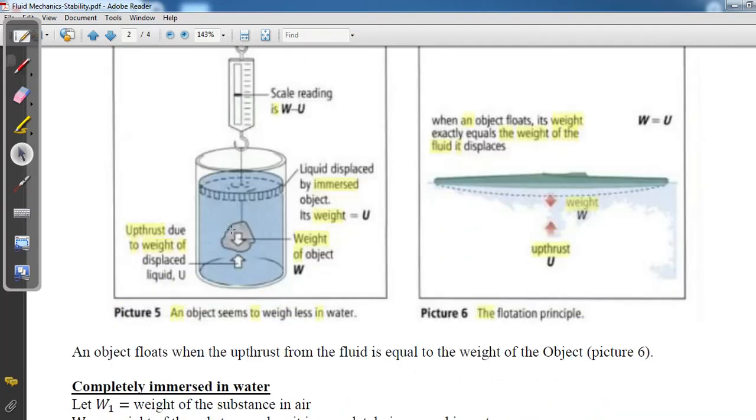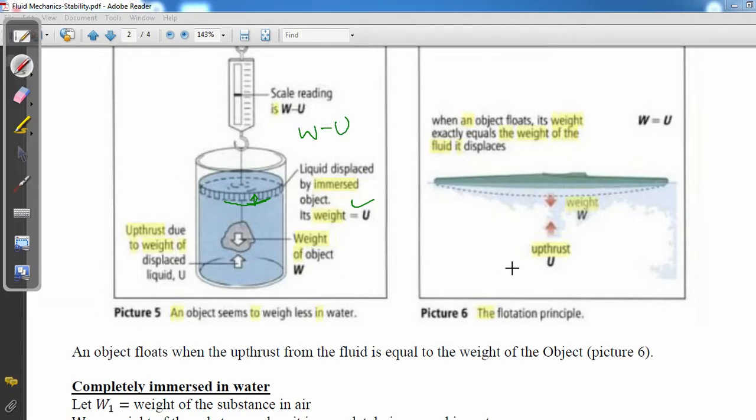So what is that? When you submerge this body inside the liquid, the downward force is the weight of the object, that is W, which acts in the downward direction. The upward force that acts is known as upthrust, and that will be equal to the weight of displaced liquid. Whatever volume of liquid it is displacing, that will be equal to the upthrust force. Initially this is the level of water, but after submerging this body, that level will rise, and this is equal to U. So this volume of water it has displaced, the reading will in this case be W minus U.